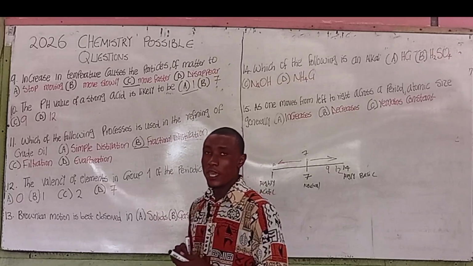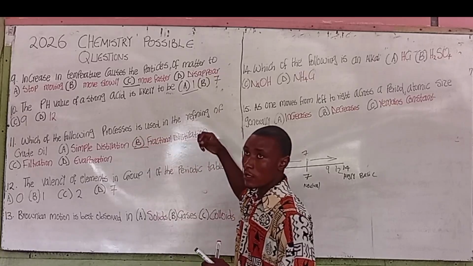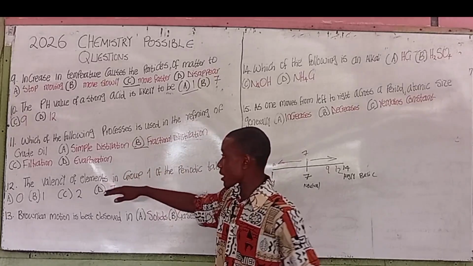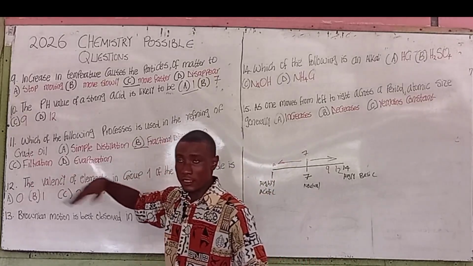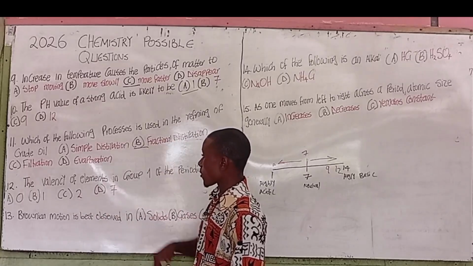Fractional distillation is based on their boiling point. The refinery uses the concept of the boiling point in order to get these different materials which you can get from the crude oil, which is the fuel, the kerosene, and the rest. So the correct option there is option B, which is fractional distillation.